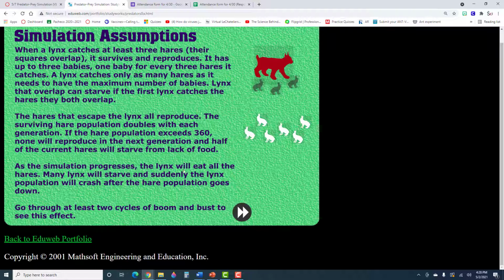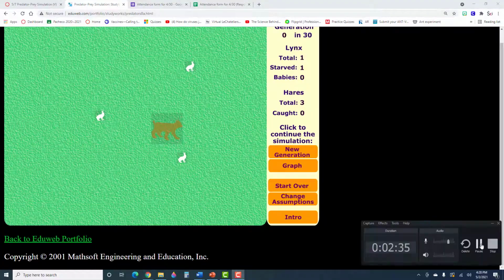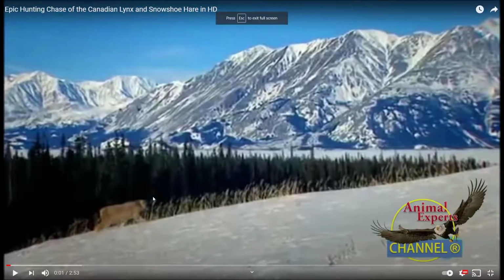As the simulation progresses, the lynx will eat all the hares, many lynx will starve, and suddenly the lynx population will crash after the hare population goes down. Go through at least 2 cycles of boom and bust. That's what they call these predator-prey relationships, boom and bust cycles, to be able to see this effect. So I'm going to show you this video here of an actual lynx catching an actual hare.